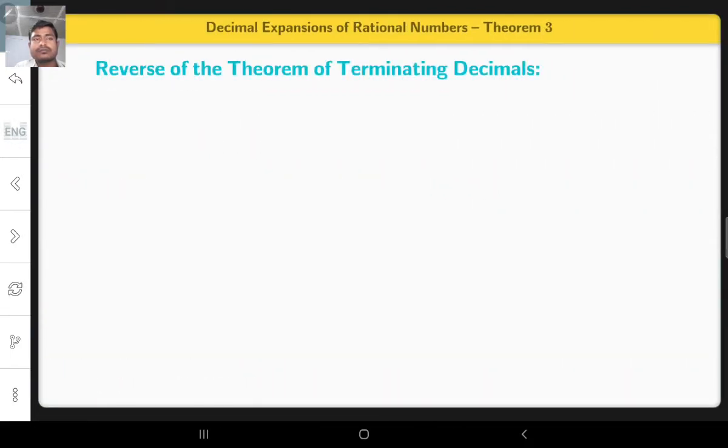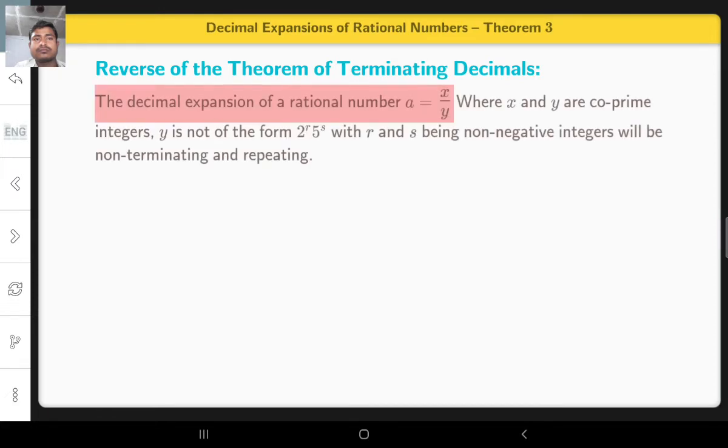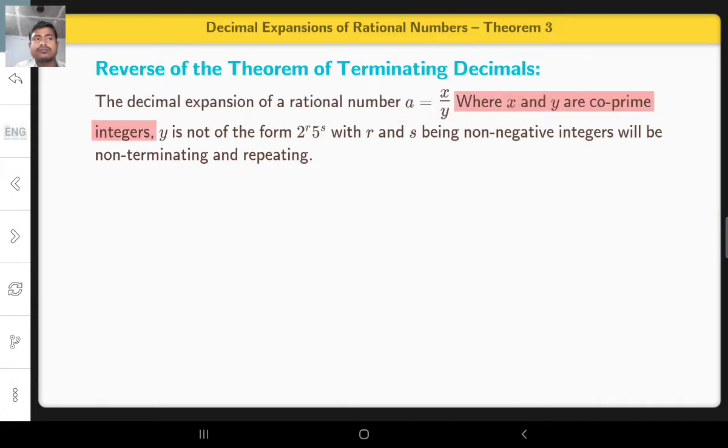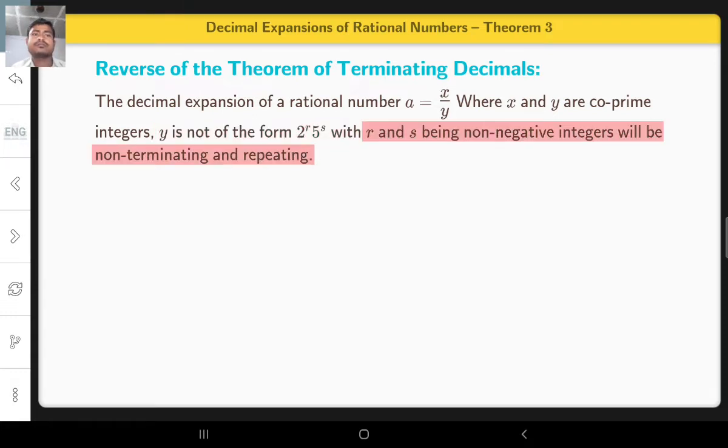The reverse of the theorem on terminating decimals states that the decimal expansion of a rational number A equal to x by y, where x and y are co-prime integers, and y is not of the form 2 to the power r, 5 to the power s, with r and s being non-negative integers, will be non-terminating and repeating.